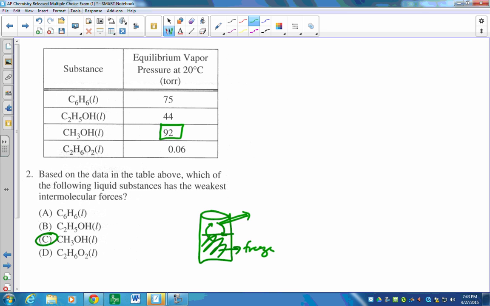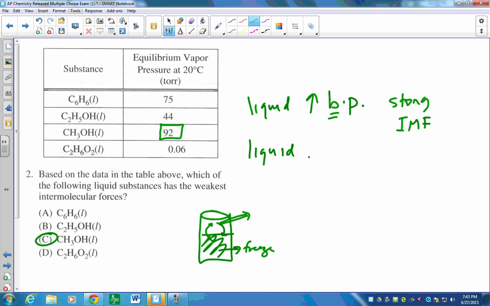Now, what you need to know is when a liquid has a high boiling point, that means it likes to be a liquid. It doesn't want to boil, and so you have to put a tremendous amount of energy in because it has strong intermolecular forces. Now, vapor pressure is just the opposite, because if a liquid has a high vapor pressure, that means it likes to be a vapor, not a liquid. And that means it has weak intermolecular forces. And so this one has the highest equilibrium vapor pressure, so it has the weakest intermolecular forces.